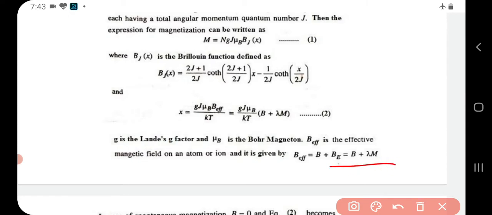And here N, as I already said, is the number of atoms per unit volume. g is the Landé g factor. Capital J is the total angular momentum quantum number. Mu B is the Bohr magneton. Okay, so you have two equations, equation 1 and equation 2.